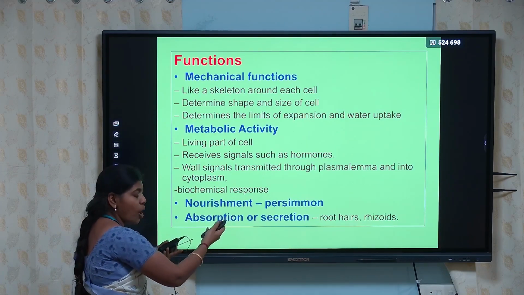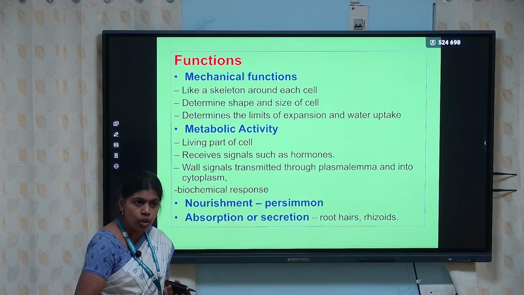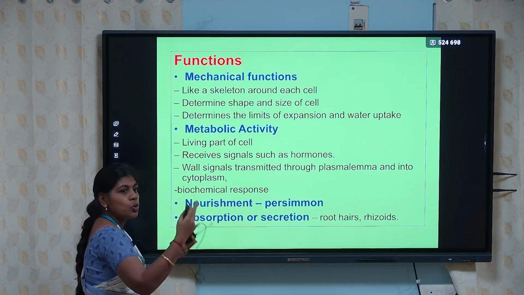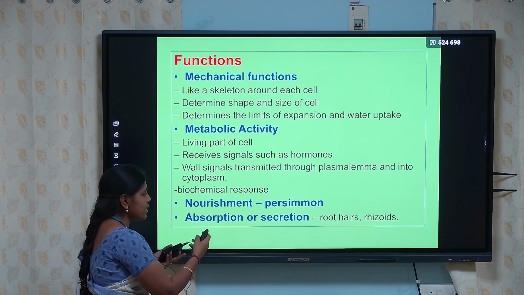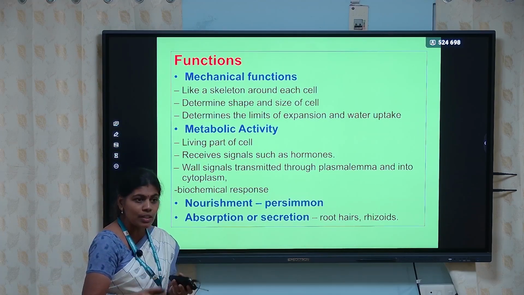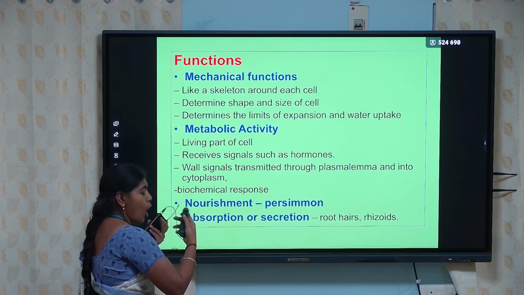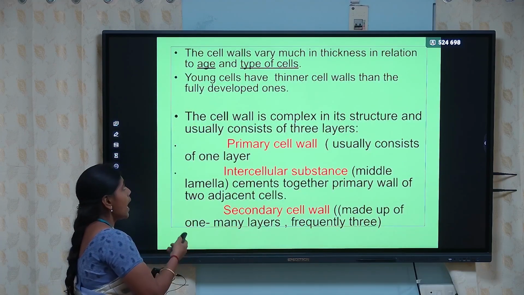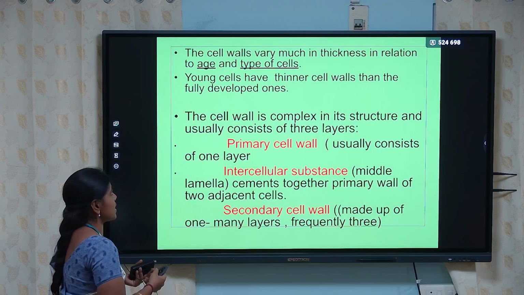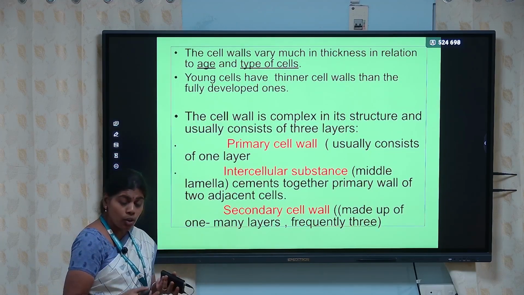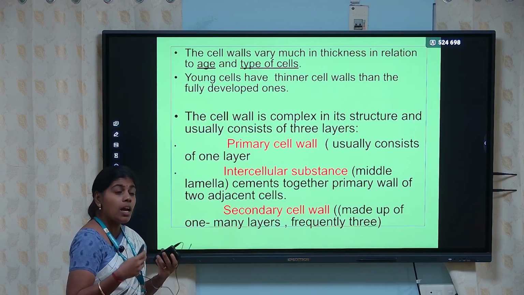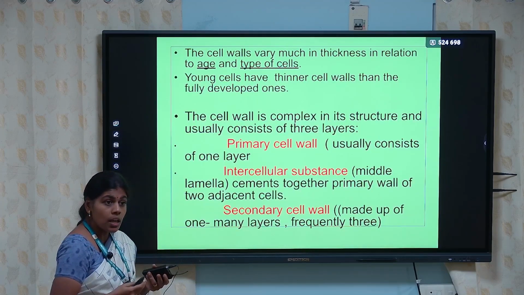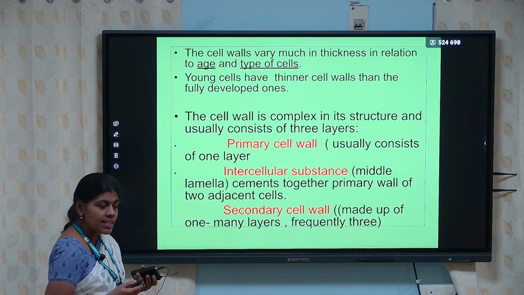In persimmon, which is a wonderful fruit, the cell wall gives the nourishment to the fruit. And absorption and secretion occur in root hairs and rhizoids, which have absorption and secretion functions. The cell wall varies in thickness based on the age of the cell. If it is a young cell, the wall is very thin. If it is a mature cell, the wall is very thick.